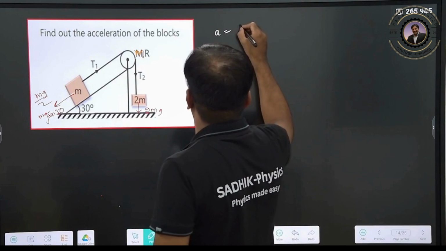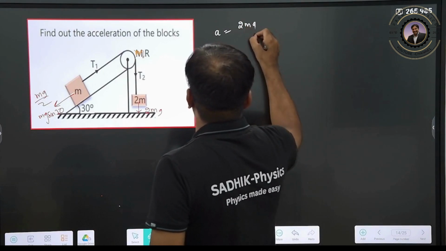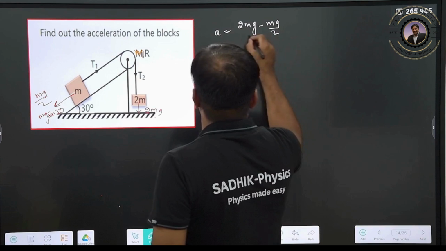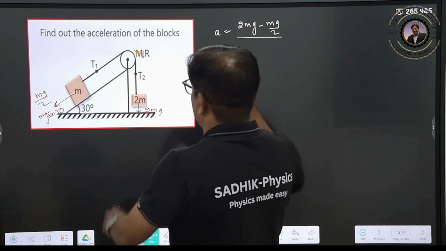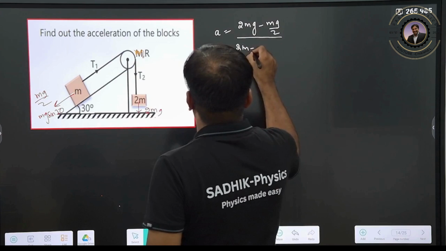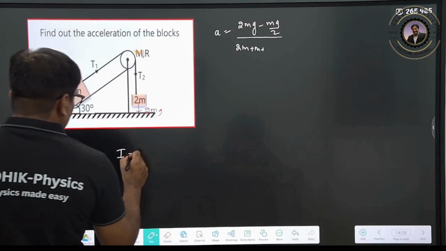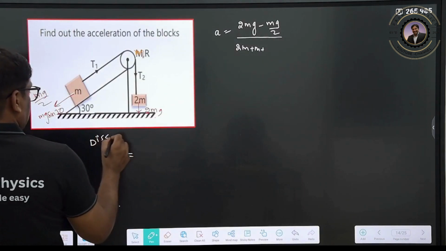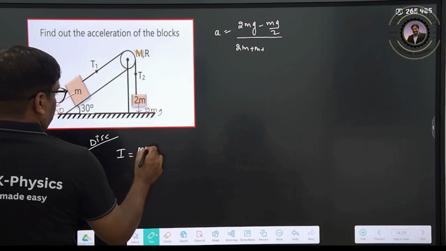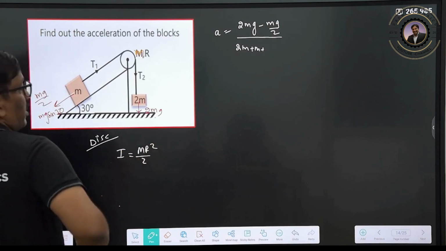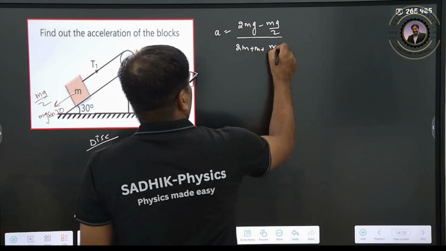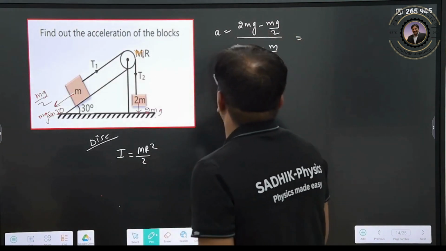Total force is nothing but 2mg minus mg by 2, divided by the total mass. Total mass is how much now? 2m plus m plus moment of inertia. We can take it like a disc here. So I is equal to mr square by 2. I by mr square is nothing but m by 2. That's all. You can solve this problem now.